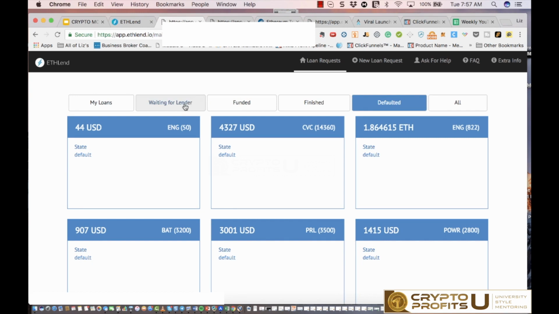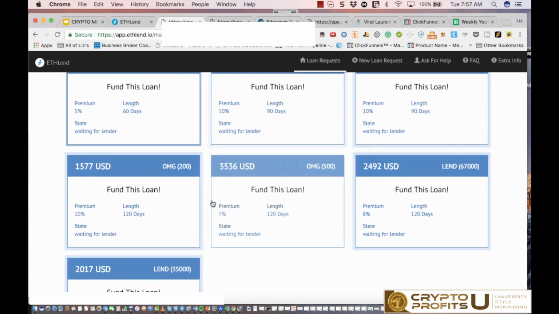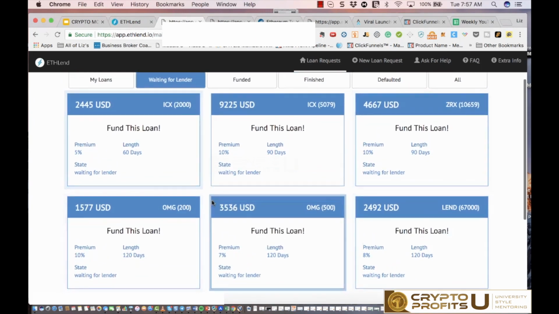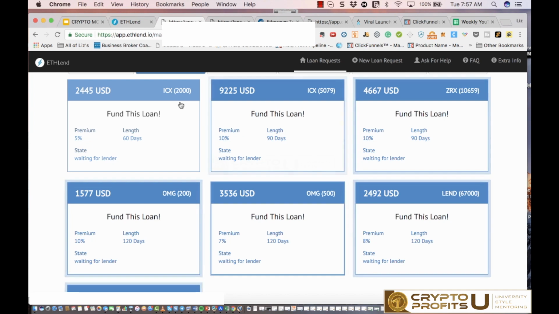So let's first look at waiting for lender and see who else is actually waiting for lenders. You'll notice that most of these are asking for USD right now. This is a 60-day loan for a 5% premium for $2,400, 2,000 ICX. So I'm going to write this down as I do this homework and investigation and see what else is out there. That way I have an idea of how to do mine. So 2,000 ICX got 24.45. 5,000 ICX got 92.25 for 90 days at a much higher premium.